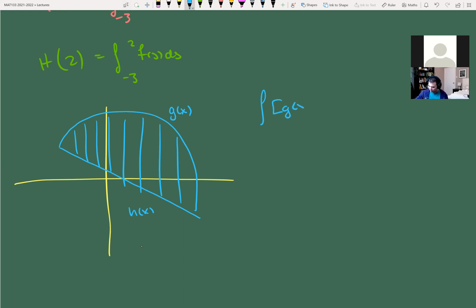Okay, so the answer to this one is the integral of g of x minus h of x dx, whatever our bounds are. Here's a, here's b, like that. Oh, we called them C and D or whatever. So this is the answer. This was answer B.